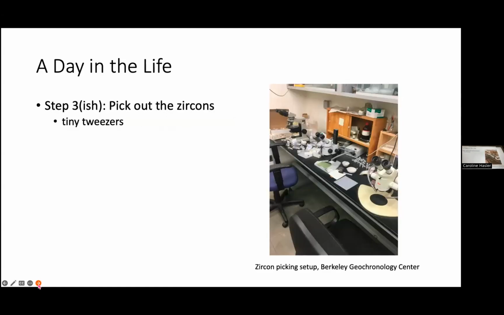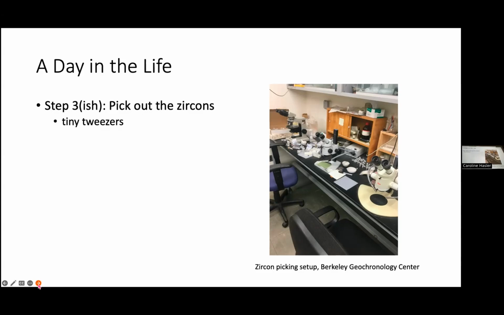Then there are a couple of kind of boring steps, and the next really important one is actually picking out the zircons, these tiny crystals that are going to make up the sample that we want to measure. I was telling this to a friend of mine, and she asked, wait, how do you pick the zircons? Do you just use really tiny tweezers? And the answer is yes, we use really tiny tweezers to pick out these zircons under a microscope.